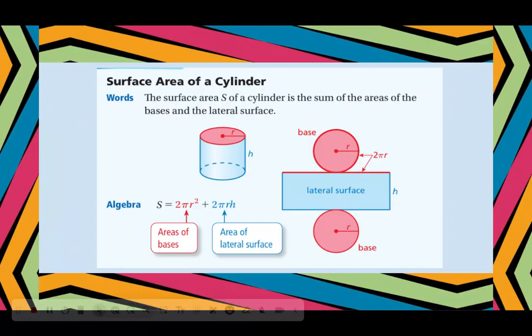Okay, so a cylinder is made up of two bases, which are our circles. You know how to find the area of the circle, pi times radius squared, but there are two of them, so 2 times pi times radius squared. And then we have the lateral surface. So think about the label that goes around the can. That's called the lateral surface, and you would find it by finding 2 times pi times radius times the height.